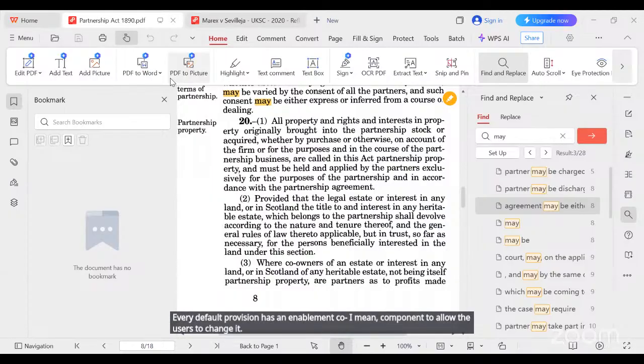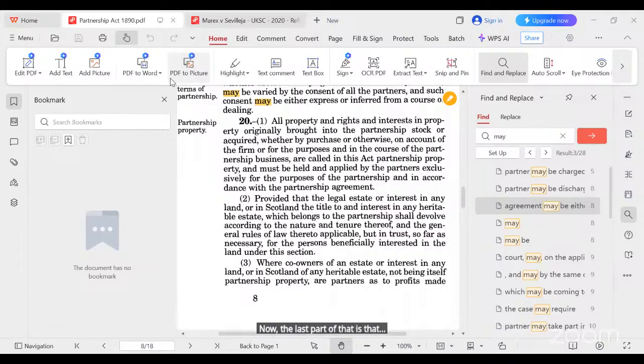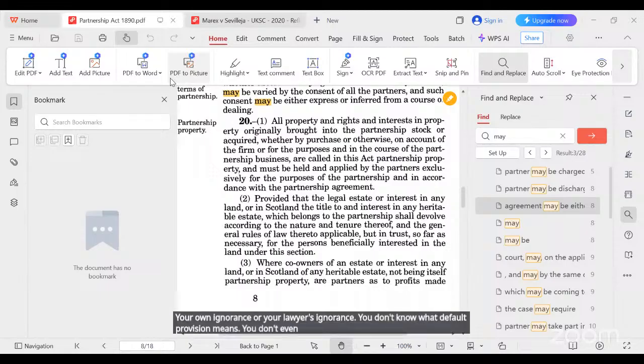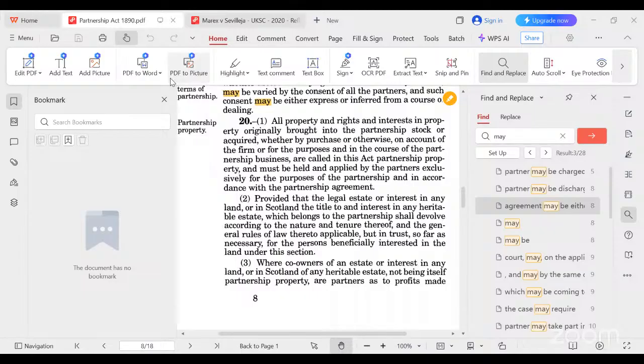Now, the last part is that if the users or any user does not change the underlying rule, then the user is stuck with that rule. I've told you that the law enables you to change the underlying rule to fit your own needs. But if, because of your own ignorance or your lawyer's ignorance, you don't know what a default provision means, you don't even know you can change it, and you keep quiet, then problems start, and you are now in court.